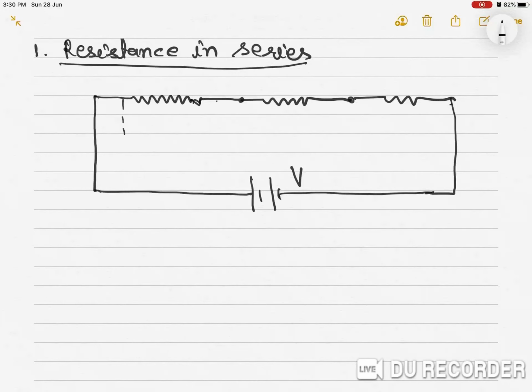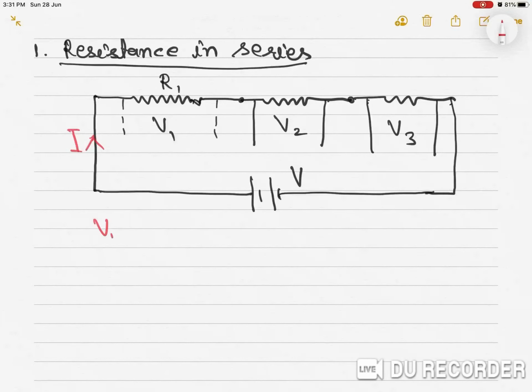So, potential will be divided. Whose resistance is more, potential will also be more, because V is directly proportional to R if the same current is flowing. Because in series current is the same, let the current flowing be I.